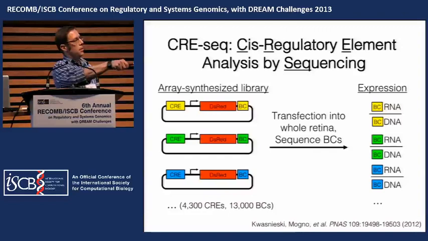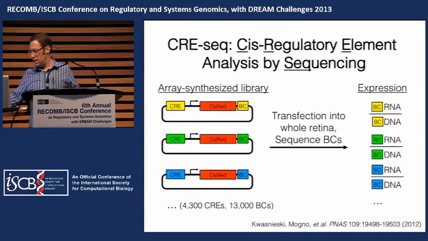So these elements are cloned upstream of a minimal promoter and a reporter gene, and the reporter gene is tagged by a unique sequence barcode. We transfect this library of plasmids into whole retina, and then we sequence the barcodes to get the expression measurement of the reporter gene, and then we normalize that expression measurement by the representation of the barcode in the original plasmid pool.